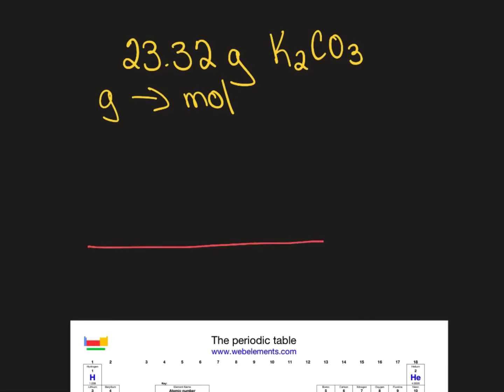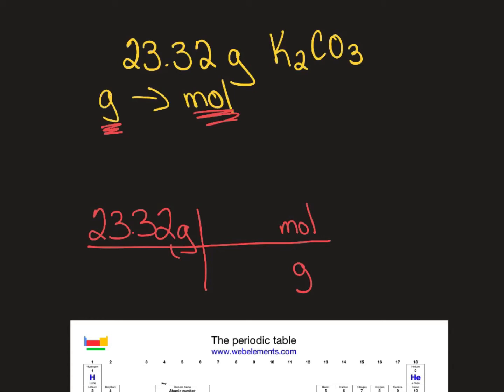So if we have our T-chart down here, we are going to write 23.32 grams to get started. And then we take the grams, let the unit tell us what to do, and we're going to put it down there, which means the mole is going to go up there, which is what we're doing. We're going from grams to moles. All right, so now we need to calculate the molar mass of potassium carbonate.